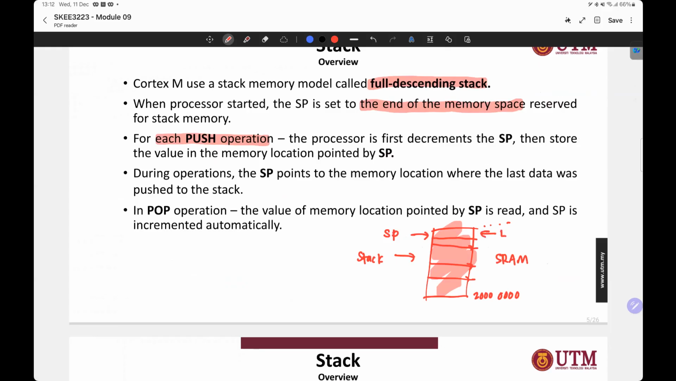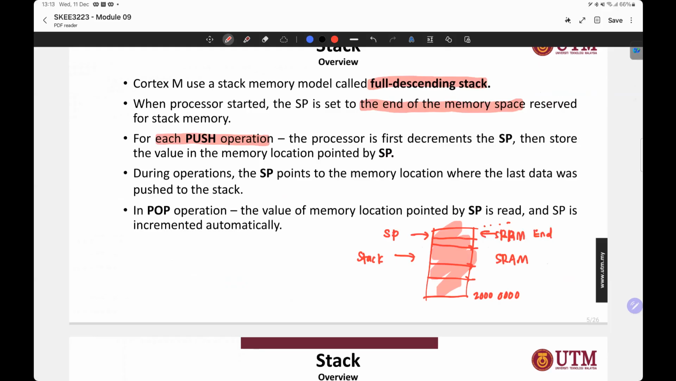So this is your RAM N, SRAM N. So this is the idea. The stack can be anywhere as long as it is within the RAM region, but ideally we're going to put it at the end address of the SRAM.